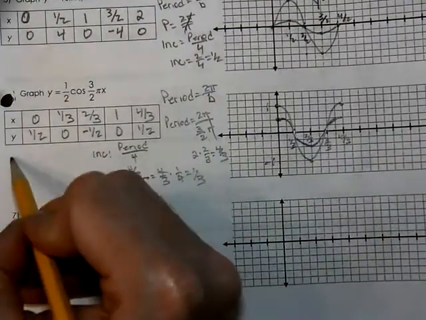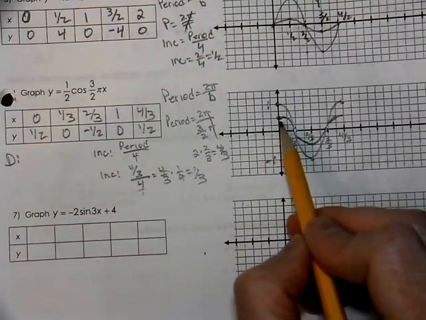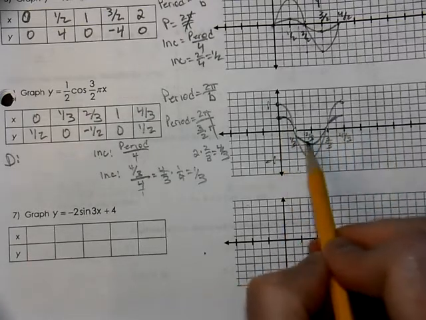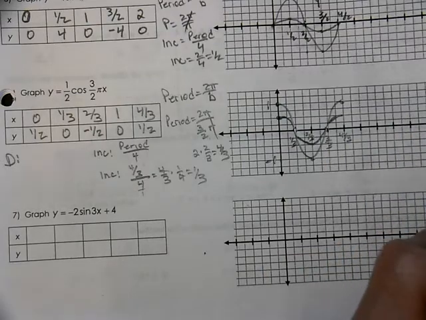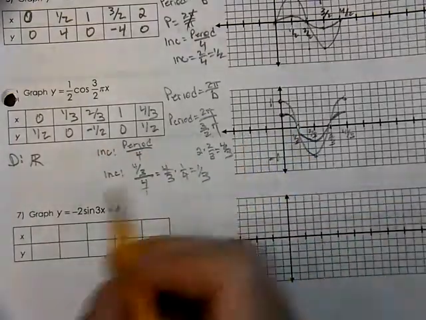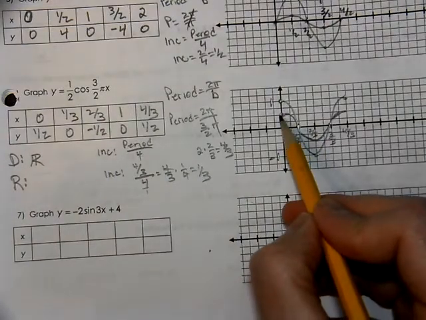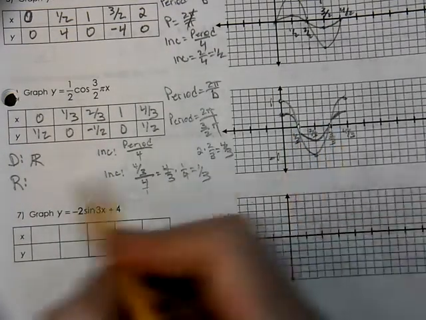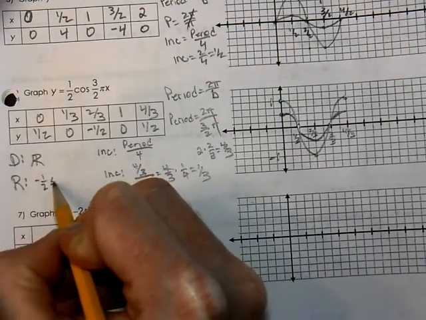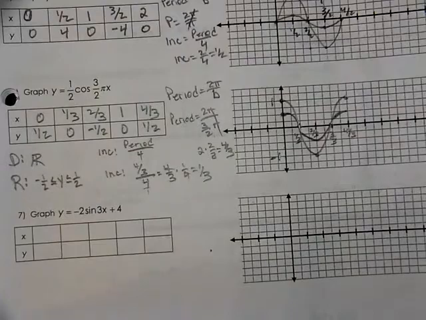We should talk about the domain and the range. The domain, we know that the sine and cosine graphs continue on forever. I'm just graphing out one cycle, but they do continue on with that same pattern. So it's all real numbers. It goes both directions. The range, we're going from a half down to -1/2, or we would often say -1/2 up to a half would be our range.